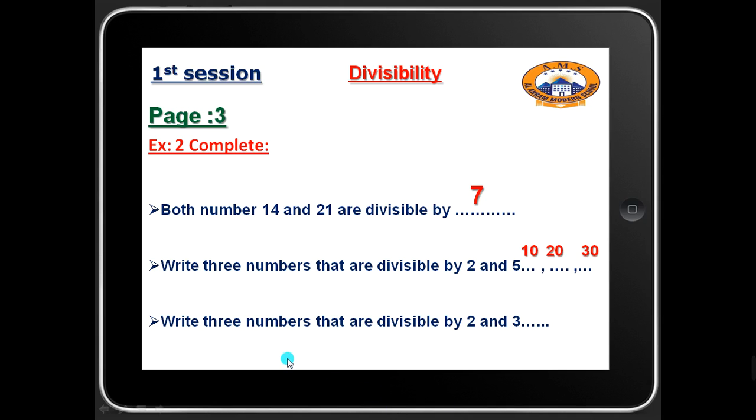Now, if he asks you to write 3 numbers that are divisible by 2 and 3, like we did in the previous exercise, you're going to multiply 2 times 3, it will give you 6. So 6 is divisible by 2 and 3, 12 is also divisible by 2 and 3, 18 also, and 24. Any number in table 6 is going to be divisible by 2 and 3.